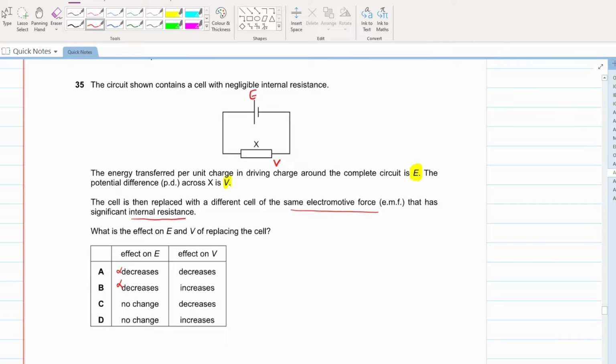Options A and B, beta, will cancel out. But this time you have some significant internal resistance. Here there is internal resistance. If you have internal resistance, what happens? The total resistance of the circuit increases. As the total resistance of the circuit increases, the current will decrease. If the current decreases, then beta, the voltage across this resistor X will decrease. Simple as that. C is your answer.